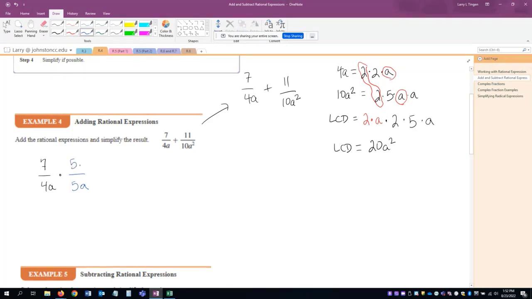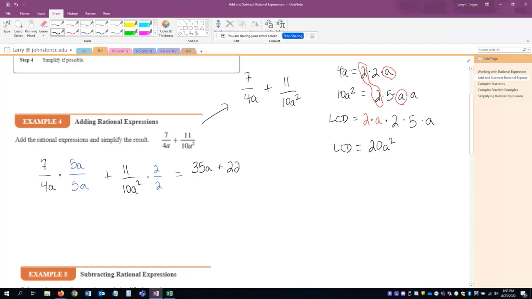If I do it to the denominator, I have to do it to the numerator, because here's the other main trick we use in math. This is a clever way of multiplying by 1. So plus, and then what's my other term? 11 over 10a squared. The LCD is 20a squared. The only thing it needs is to be multiplied by 2. All right, so let's do the math. 7 times 5a is 35a. 11 times 2 is 22.